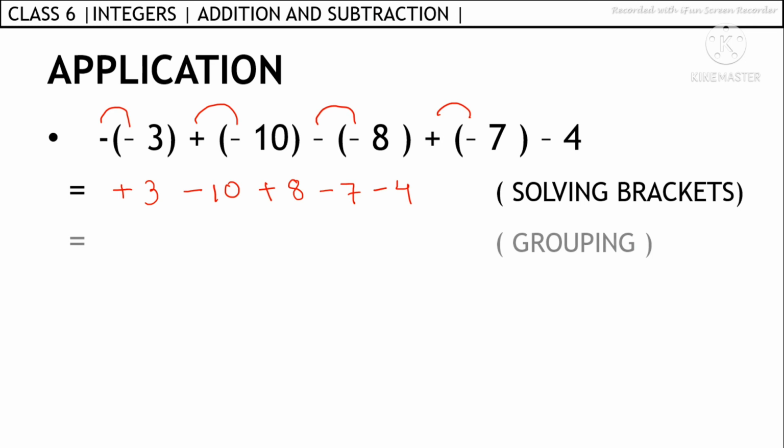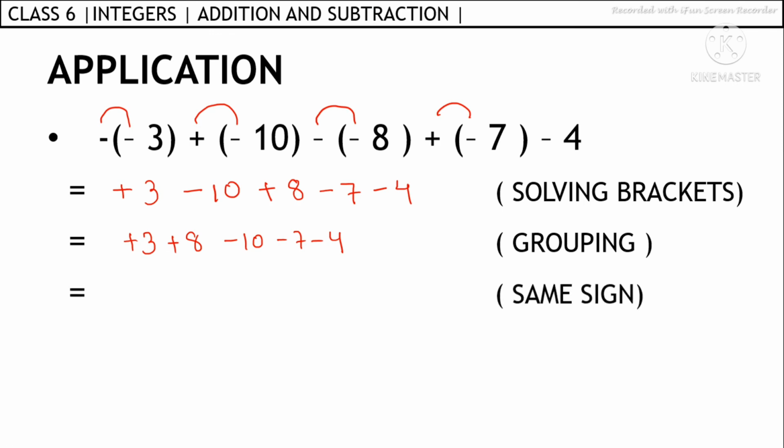Next, grouping. We separate the positives and the negatives. First, plus 3 and plus 8 are the positives. Next, all the negatives: minus 10, minus 7 and minus 4. Next step, same sign means we count all the same sign things, how many positives there are and how many negatives. That's the easiest way to do it. We can see here 11 positives, and 10 plus 7 is 17, plus 4 is 21 negatives. You can see here 11 positives and 21 negatives.